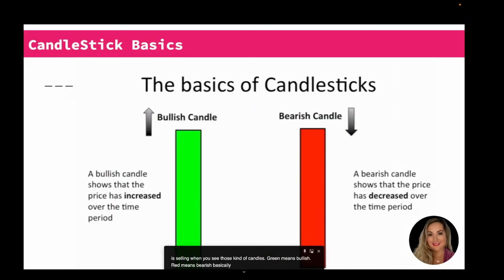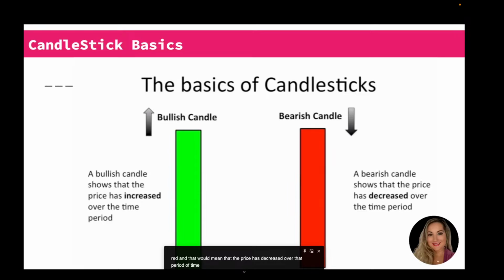Basically, what this means is that the bullish candle shows that the price has increased over the period of time that it has been forming. That would mean that in this example, over the course of 5 minutes, the price has increased if it closes green. The opposite would be bearish, so the candle would show red, and that would mean that the price has decreased over that period of time.